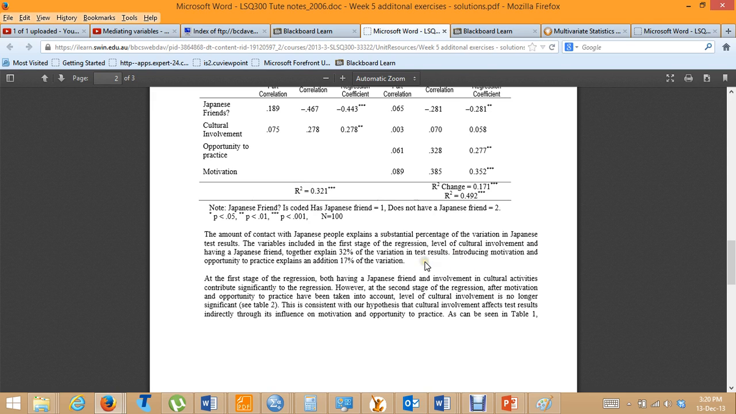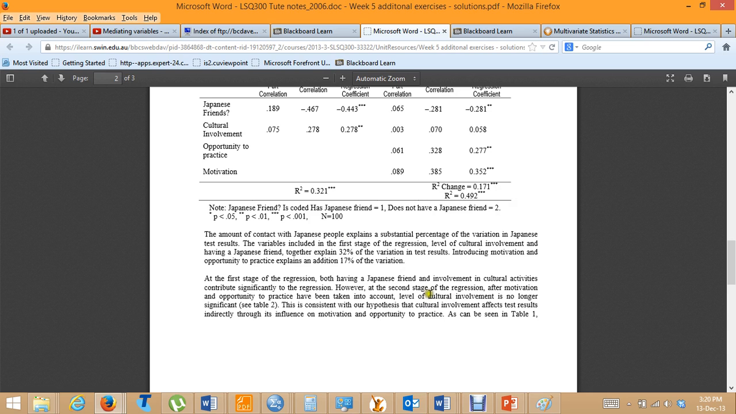Introducing motivation and opportunity to practice, the two variables entered at stage 2, explains an additional 17% of the variation, which is here, the R squared change. Okay, so you always discuss the overall percentage of variance explained for each step of the model. So that's what you do next.